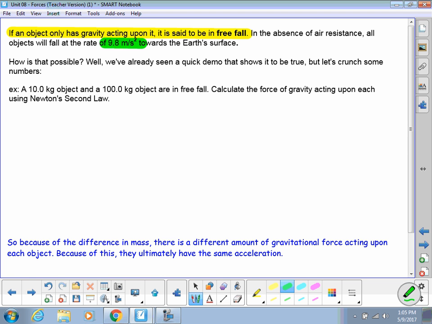But again, how is that possible? Well, you saw it in the Veritasium video. He drops a medicine ball and a basketball from the same height. They both hit the ground at the same time. One object is heavier than the other.